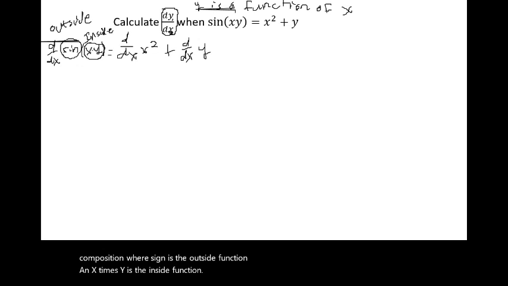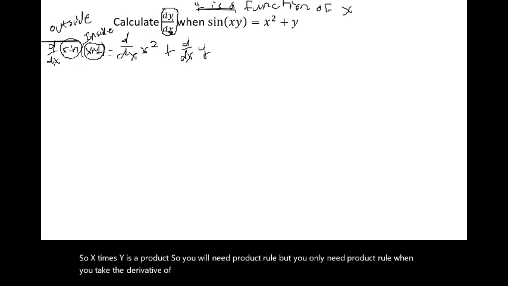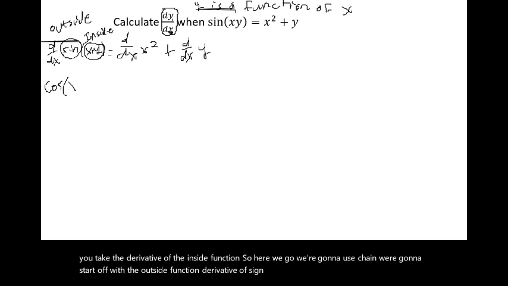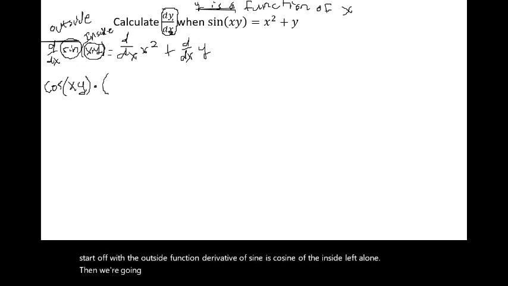So x times y is a product, so you will need product rule, but you only need product rule when you take the derivative of the inside function. So here we go. We're going to use chain rule. We're going to start off with the outside function. Derivative of sine is cosine of the inside left alone. Then we're going to multiply it by the derivative of the inside.